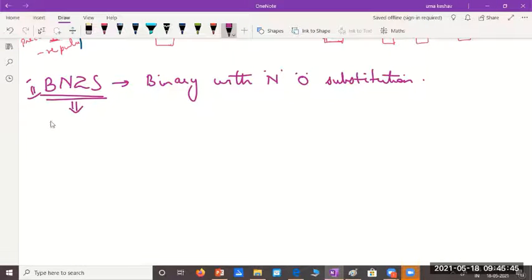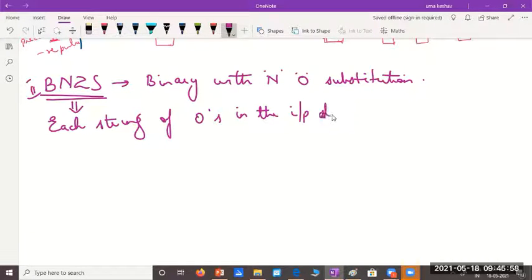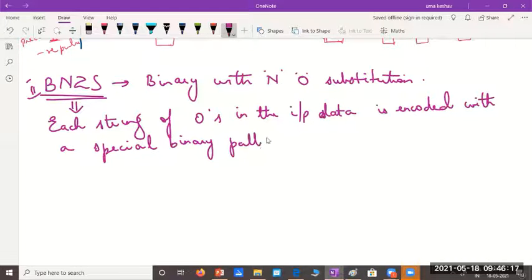So what is the meaning of this scheme? Let's say each string of zeros in the input data or source data, whatever you want to say, is encoded with a special binary pattern, including ones, to enable timing recovery.